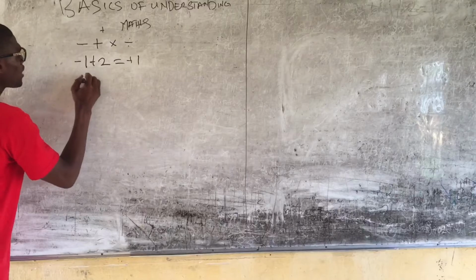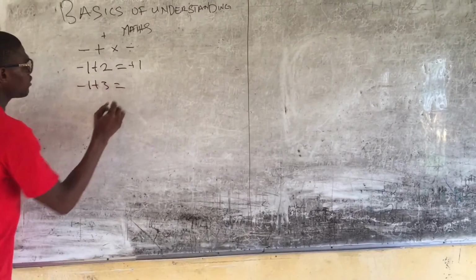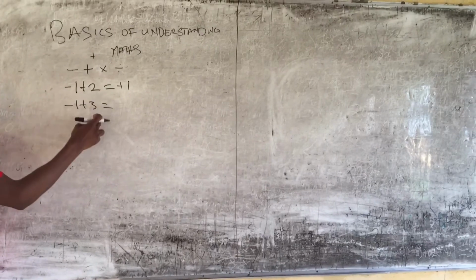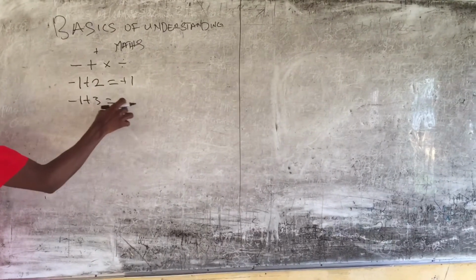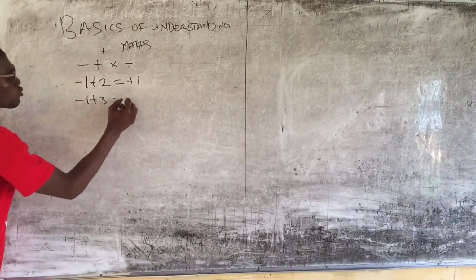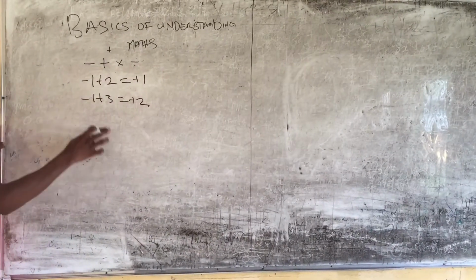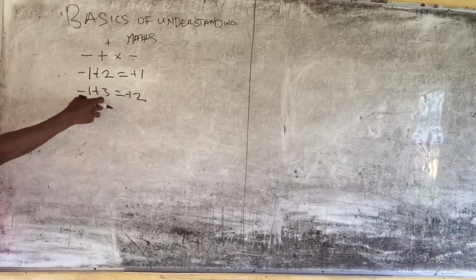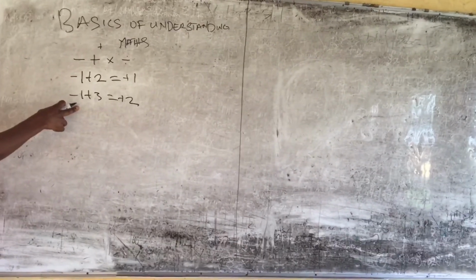Another one, if I have minus 1 plus 3, 3 is more than 1. So the highest number goes with the sign. So you have minus 1 plus 3. So the result will be plus 2. Why? Because 3 bears the positive sign and 3 is the highest. 3 is more than 1.